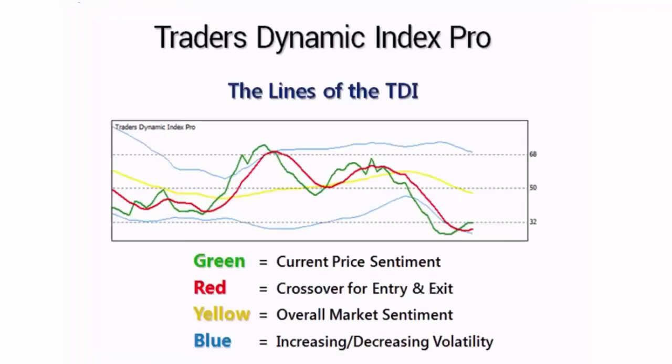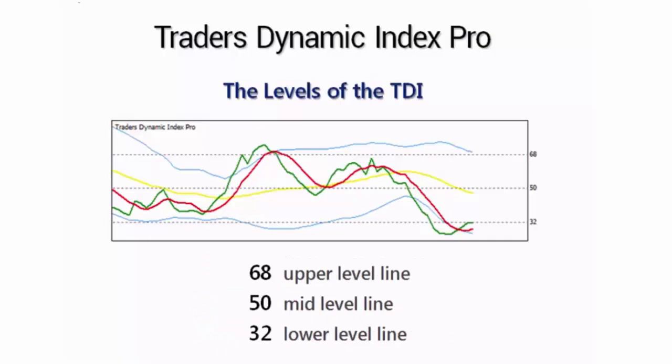The TDI Pro is made up of 5 lines. The green line is current price sentiment. The red line represents crossovers to where we can enter and exit the market. The yellow line is the overall market sentiment, and the blue lines, they show increasing and decreasing volatility. There are 3 levels in the Trader's Dynamic Index Pro, and each one of these has significance in how we trade.